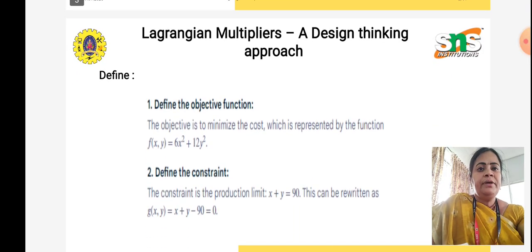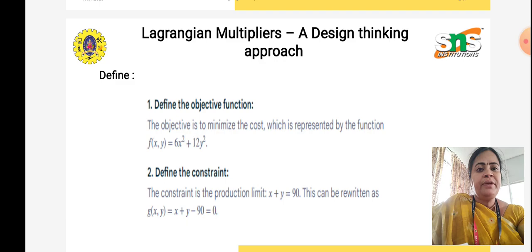So we have defined the problem; next step you have to define. The first stage is empathy. So the next stage is define. First one is define the objective function. So the objective here is to minimize the cost, which is represented by the function f of x comma y equal to 6x square plus 12y square.